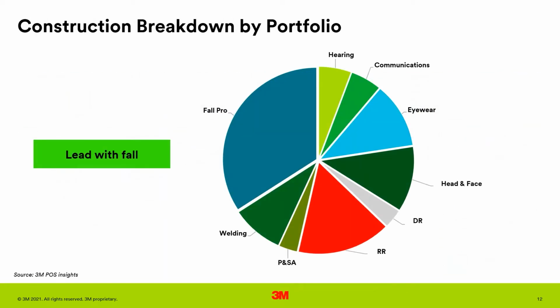So this is kind of an overview of how sales roll out by portfolio. And again, we will send these slides to you so you can have a look, and feel free to reach out with any clarifying questions if we don't have time to address those. But as you can see, that fall bucket is a significant one, but also many opportunities on the respiratory side, and also a clear split there between head and face and eyewear, and some opportunities for hearing and communication. So certainly a market where we're selling basically the full bag of PPE, and we're seeing a lot of different opportunities available.